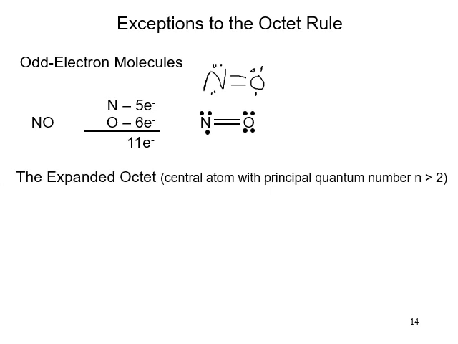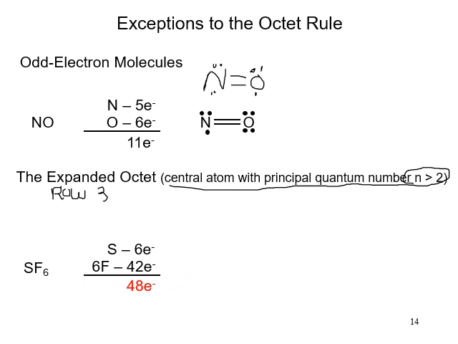Another exception to the octet rule is an expanded octet. Expanded is greater than 8. So it has to be with a central atom that has a principal quantum number greater than 2. This means in row 3 or below in the periodic table. So I'm going to write row 3 here for you to remember that.